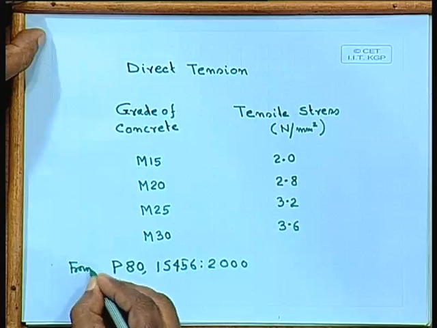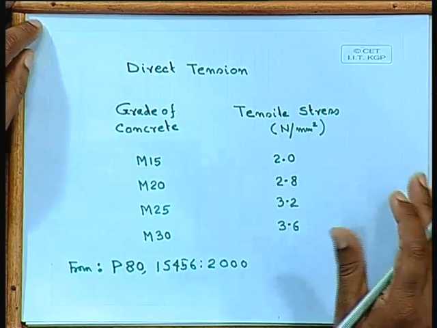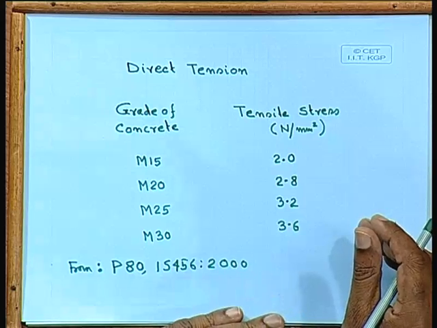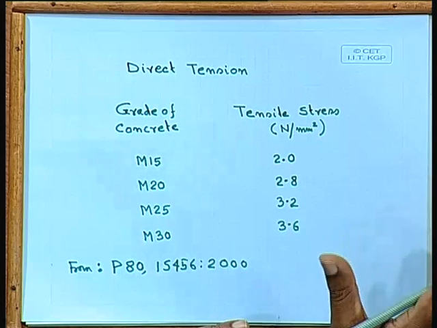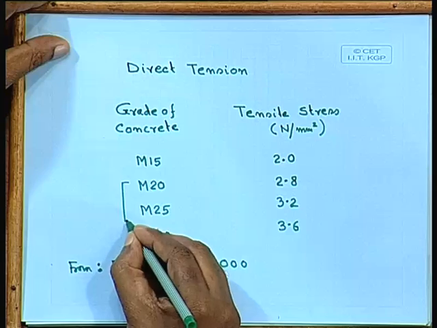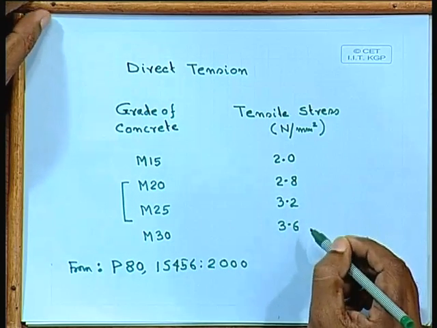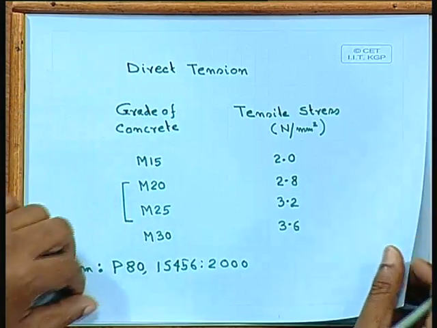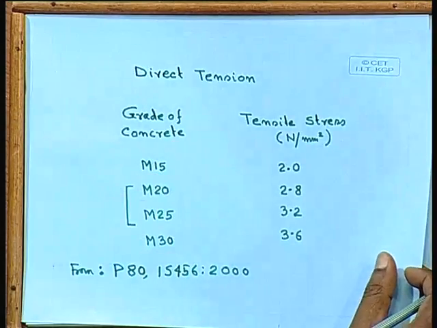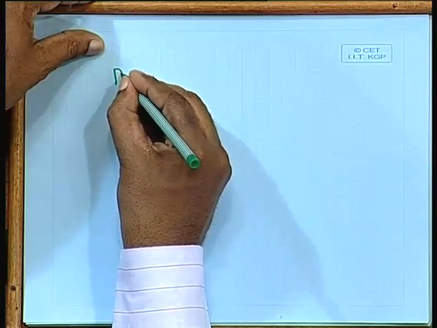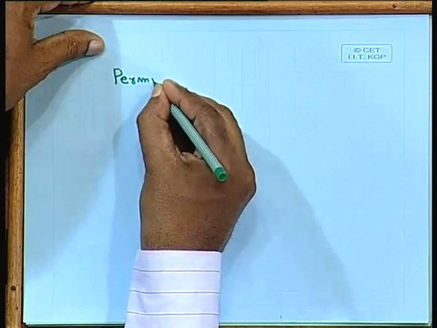So, these are the limiting values for concrete when it is under direct tension, and we shall mainly consider these two. So, we could remember them also, 2.8 and 3.2. Otherwise, of course, it will be specified in the question paper. So, I can go to the next one. We should know the permissible stresses, otherwise we cannot design.